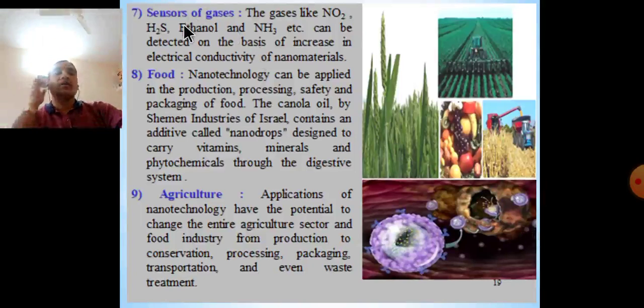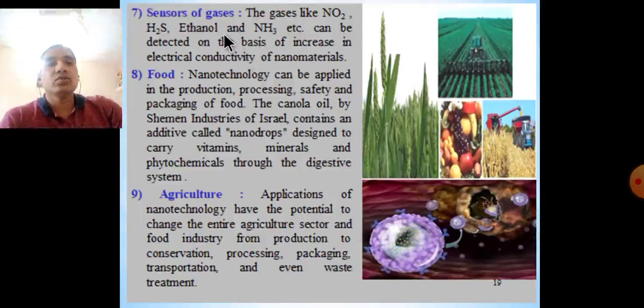Sensors of gases. Gases like NO2, H2S, ethanol and NH3 can be detected on the basis of increase in electrical conductivity of the nanomaterial. Food. Nanotechnology can be applied in the production, processing, safety and packaging of food. The canola oil by a company in Israel contains an additive called nano drops designed to carry vitamins, minerals and phytochemicals through the digestive system.